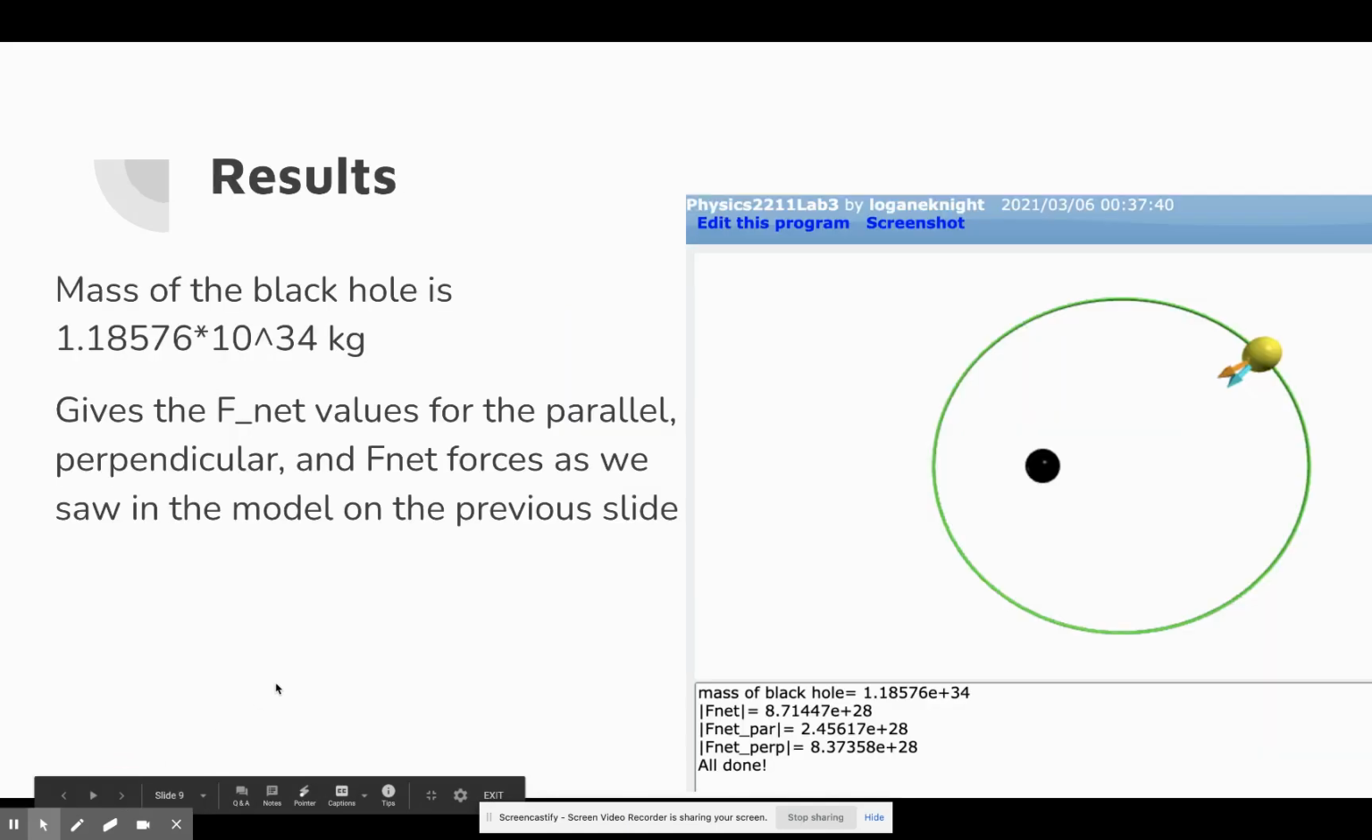So for the results, we're able to get the mass of the black hole is 1.18576 times 10 to the 34. And we're also given those different F net values and F net directional values that we did use to calculate this mass of the black hole.